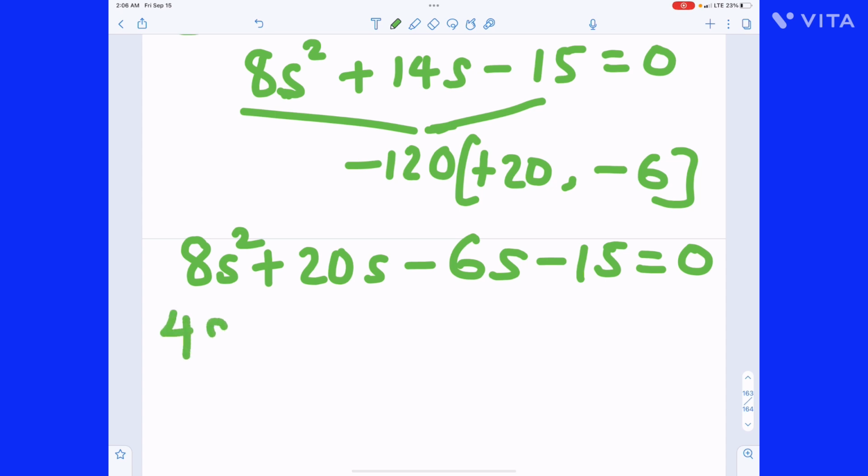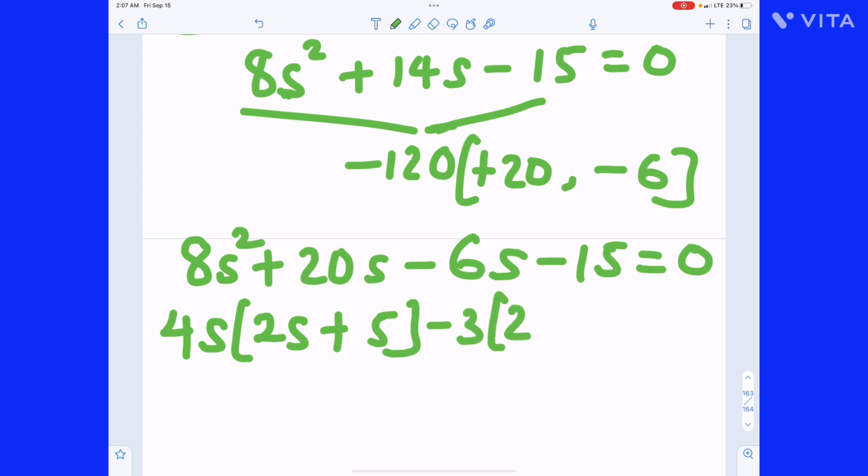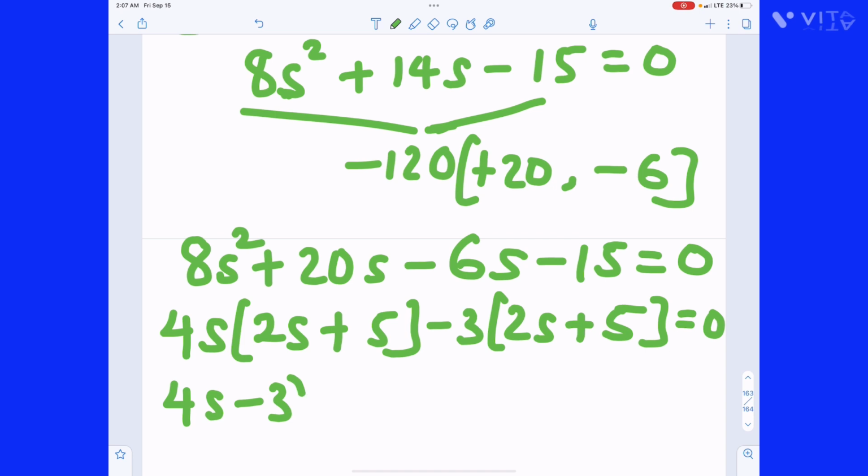Now 8s and 20s, 4s is common. This is 2s plus 5. Also minus 6s and minus 15, minus 3 is common. This is 2s plus 5 also, equal to 0. So 4s minus 3 times 2s plus 5 is equal to 0.